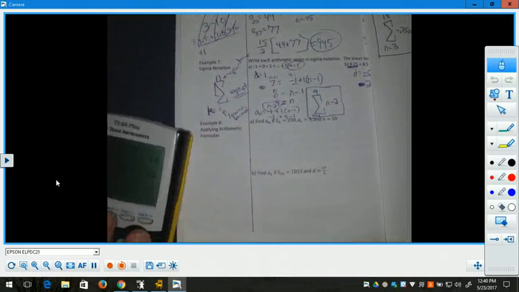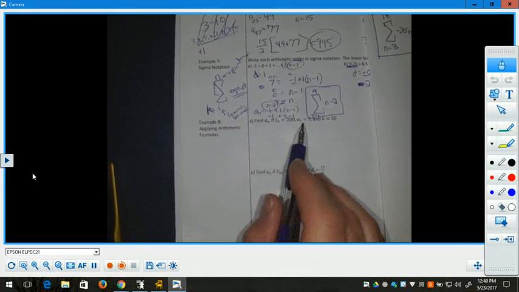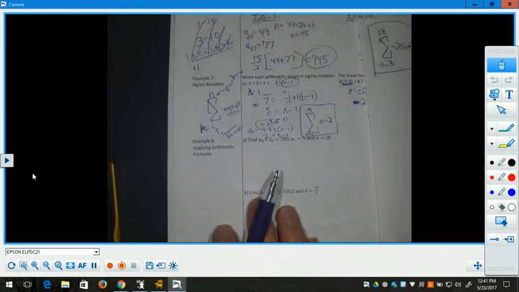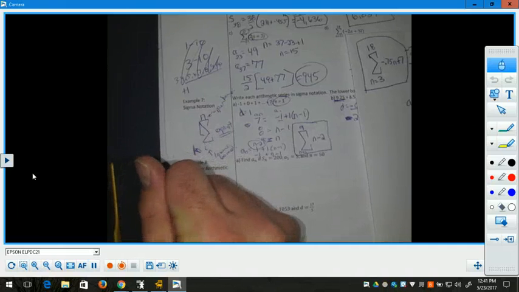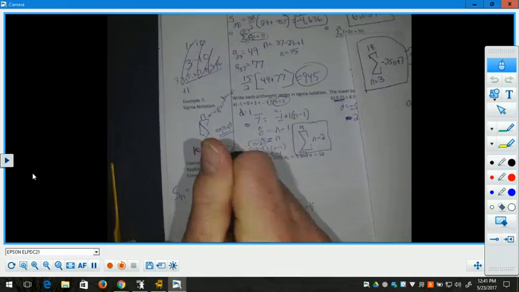Applying arithmetic formulas. Find a sub n if s sub n is 200. They also give us the value of a sub 1 and the value of n. Well, we're going to come back up to our formulas, which are s sub n equals n over 2 times a sub 1 plus a sub n.